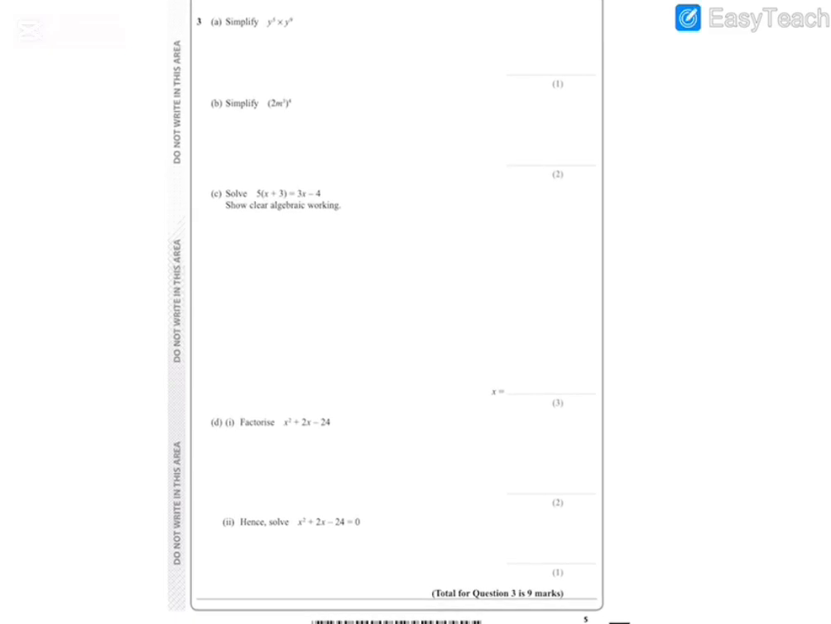Question number 3. Simplify y power 5 times y power 9. In multiplication, we add powers, so 5 plus 9 equals y power 14. So my answer is y power 14.